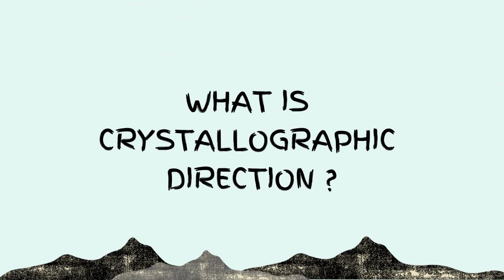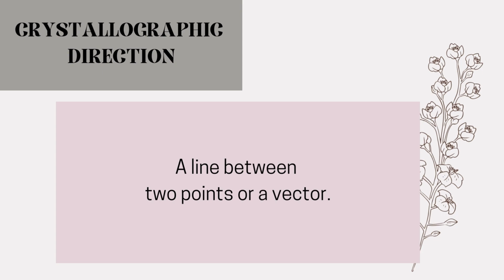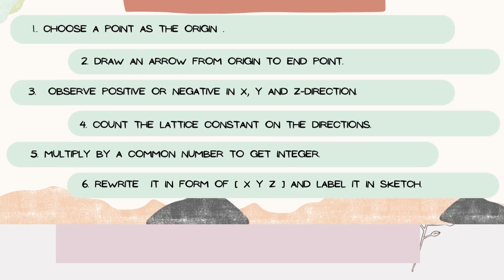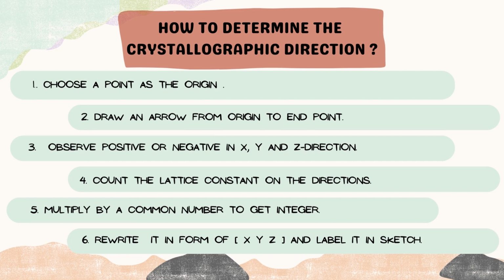What is crystallography direction? Crystallographic direction is defined as a line between 2 points or a vector. How to determine the crystallographic direction? First, choose a point as the origin. Next, draw an arrow from origin to end point. Observe positive or negative in x, y, z direction and count the lattice constant on the directions. Multiply by a common number to get an integer. Lastly, rewrite in the square bracket form and label it in the sketch.